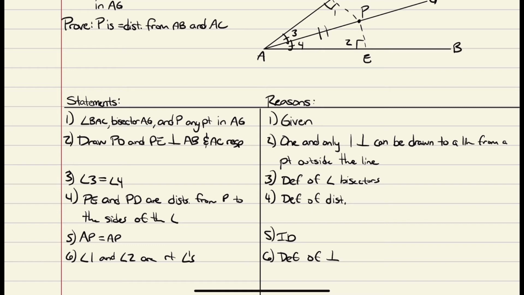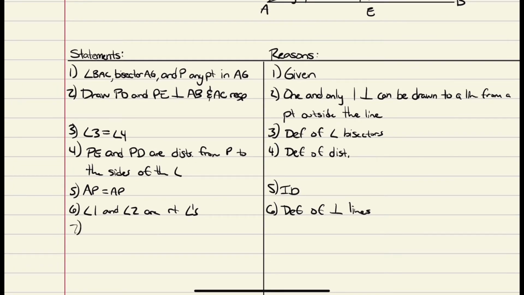Number 7, we can state that triangle AEP and triangle ADP are right triangles.